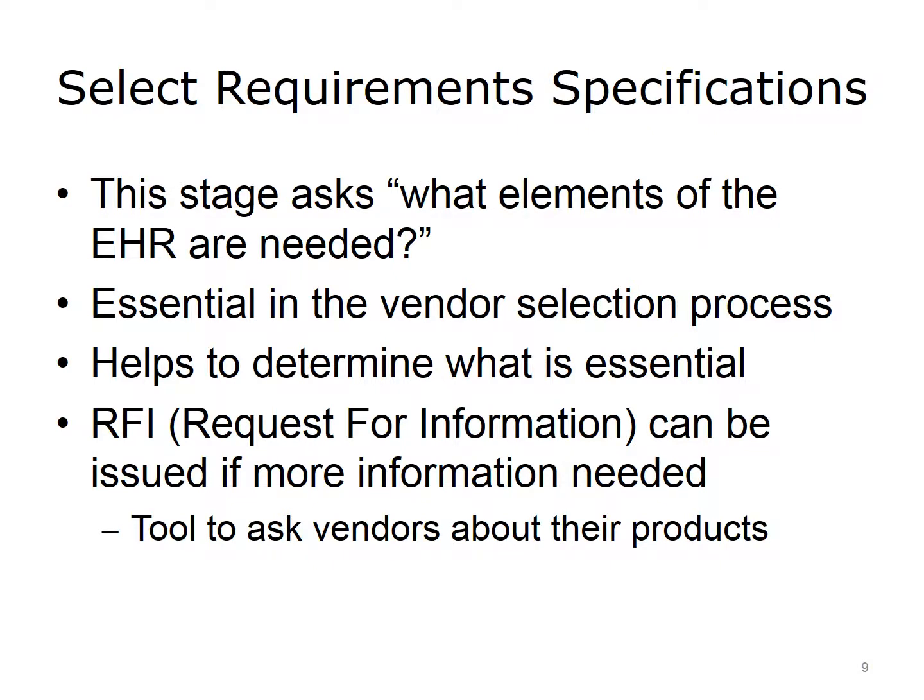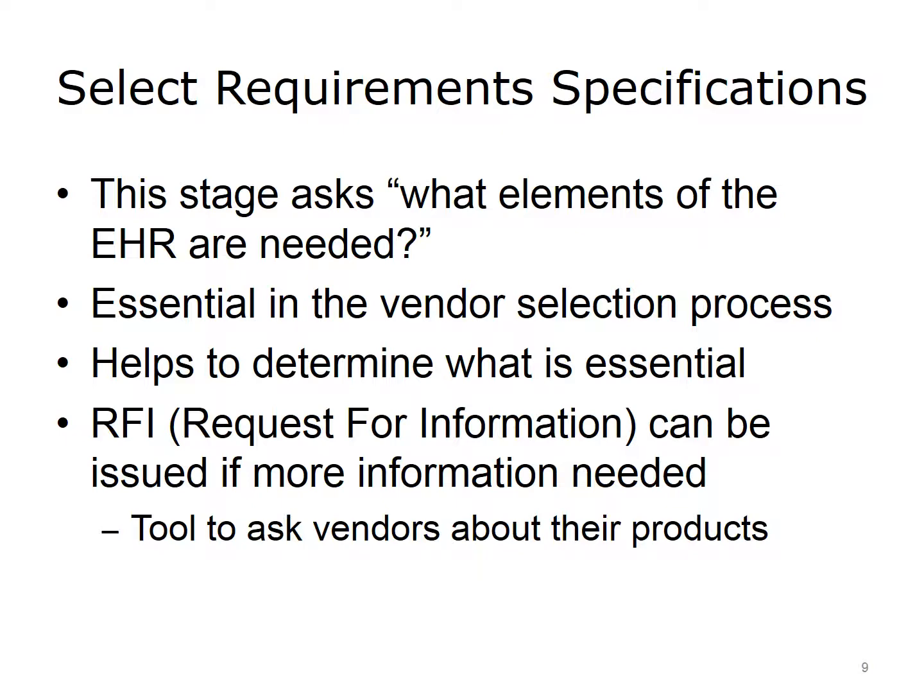Before an EHR system is selected, the appropriate specifications required for the organization must be determined. Determining what elements are and are not essential to the organization is also a fundamental step in the vendor selection process. An RFI is a document issued to vendors when more information is needed. The RFI asks vendors for specific details about their products. Vendor responses to the RFIs allow organizations to build a knowledge base about the systems that will compete in the selection process.